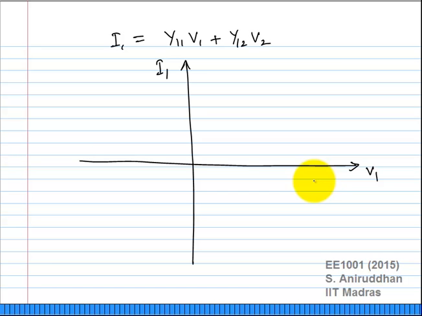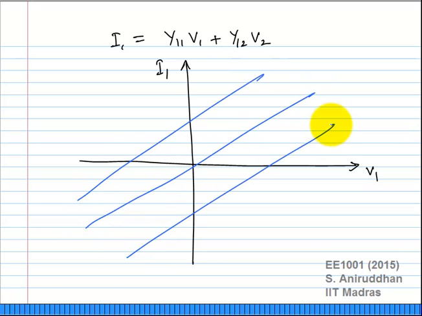I'll get a family of straight lines, a whole bunch of them for different values of V2. I get V2A, V2B, V2C and so on. One of them may be V2 equal to 0, which will pass through the origin. The other ones you will get a whole family of curves. You can do the same thing: if you plot I1 versus V2, you'll get a whole family of curves for V1. That is a way to represent.